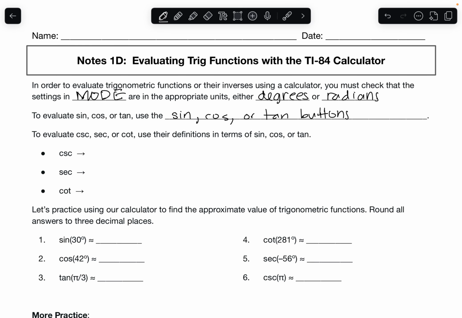So if I want to evaluate cosecant on my calculator, I'm going to press 1/sine, and then whatever the number is. If I want to evaluate secant, I'm going to press 1/cos. And then if I want cotangent, we know that's the reciprocal of tangent, so 1/tan.